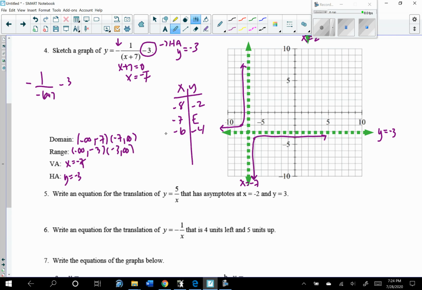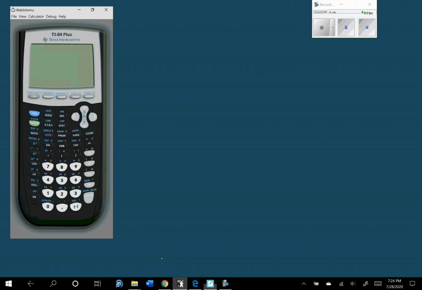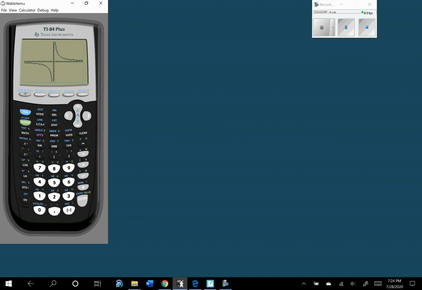Now, if you did want to check this on your calculator, like I said, we're going to be graphing this without our calculator, but we can check it using our graphing calculator. Just be careful of how you plug it in. So I have negative 1 divided by, make sure you use parentheses for your denominator, otherwise your calculator is going to think you're doing something else. So x plus 7, make sure you close that parenthesis, and then the minus 3 would be on the outside. So if we look at our graph, you can see our graph looks like the one we just did.